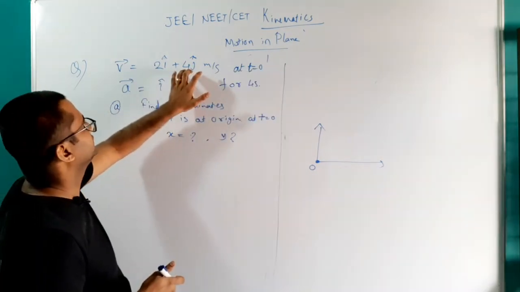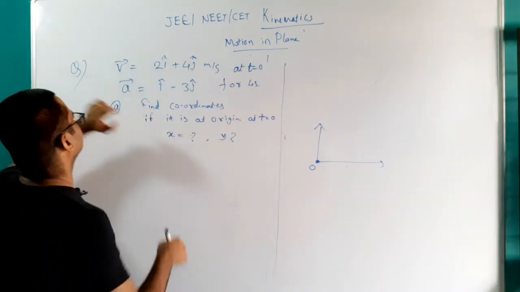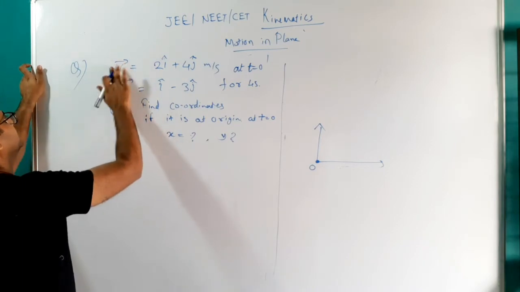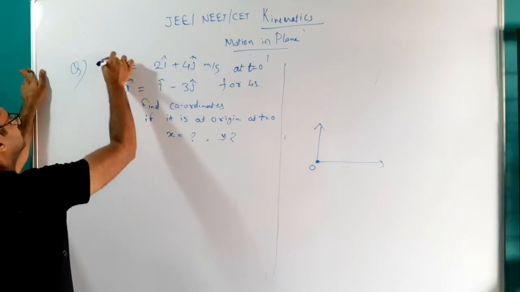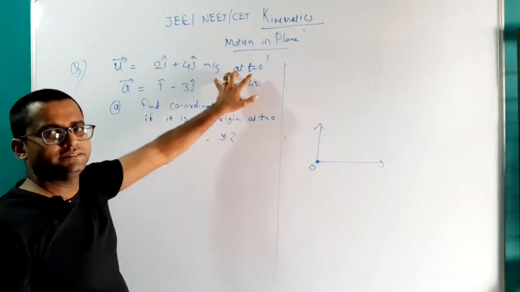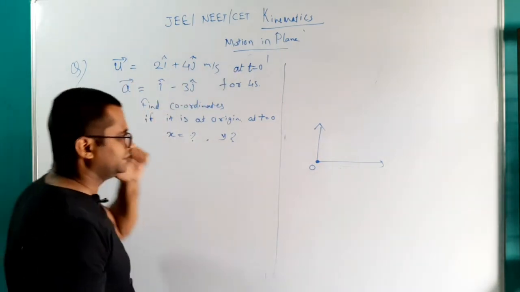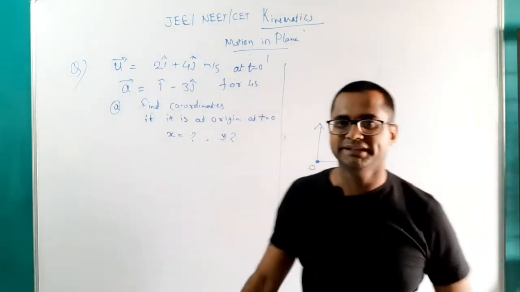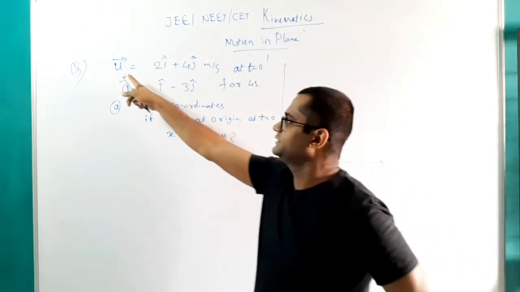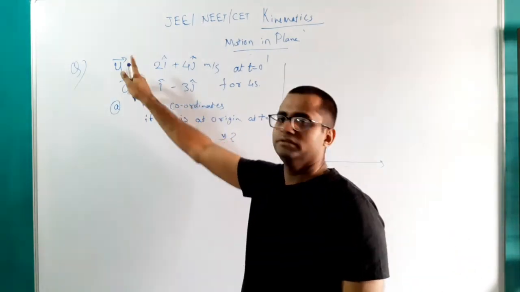See, this is velocity at t equal to 0, so we will replace this symbol by u, so that we will follow our regular convention. Since in our convention we write u as initial velocity, which is velocity at t equal to 0, I have replaced the name v by u.